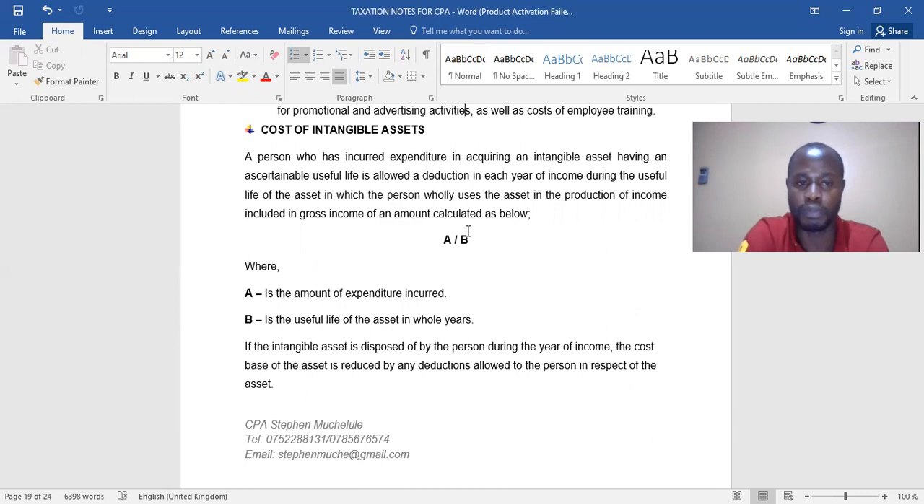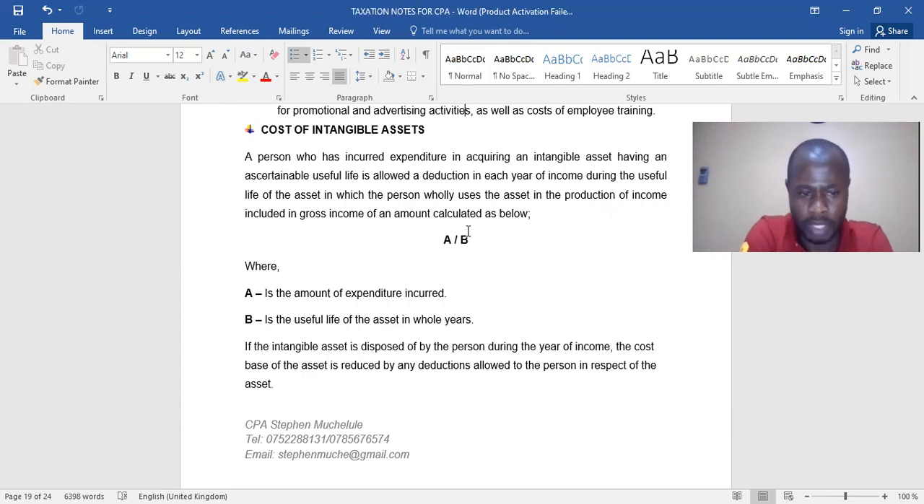I want to believe you are comfortable with the term intangible asset. An intangible asset is an asset which is not physical as such. It's not tangible; you cannot touch it. For instance, patent rights, goodwill, that category.